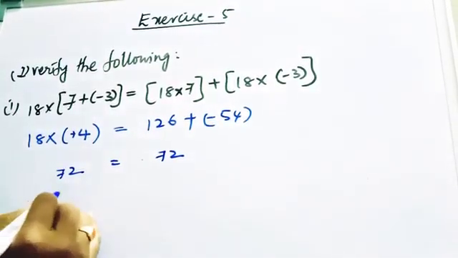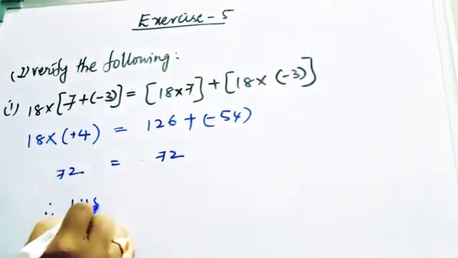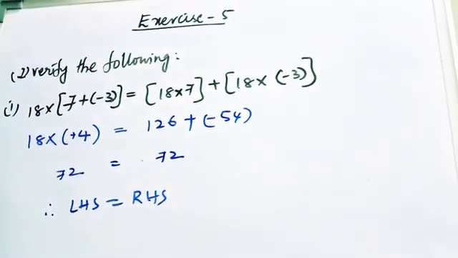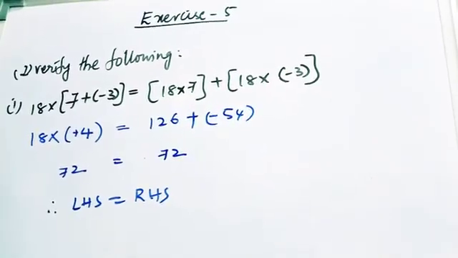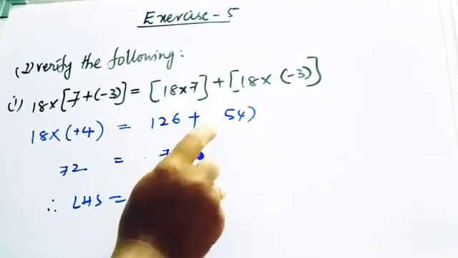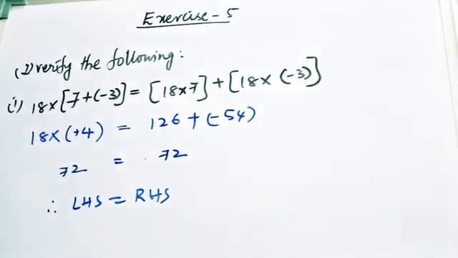So from this, therefore, we can say that LHS is equal to RHS. Left hand side is equal to right hand side. This property states that A into B plus C gives A into B plus A into C, that is the distributive property.